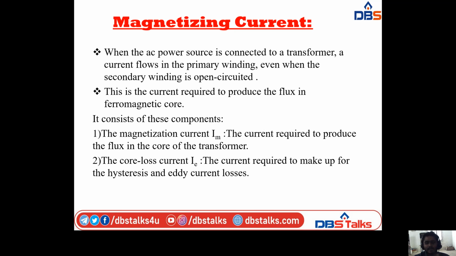And next, coming to the magnetizing current concept. Already I discussed this magnetizing current concept in the transformer on no load condition in the previous classes. Now I am going to discuss the same here. Magnetizing current means when the AC power source is connected to a transformer, a current flows in the primary winding, even when the secondary winding is open circuited.